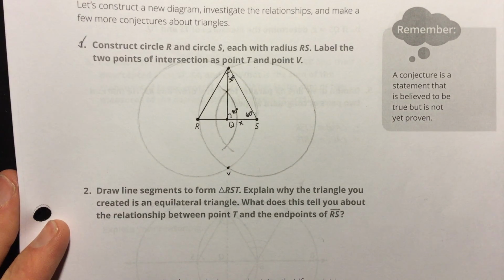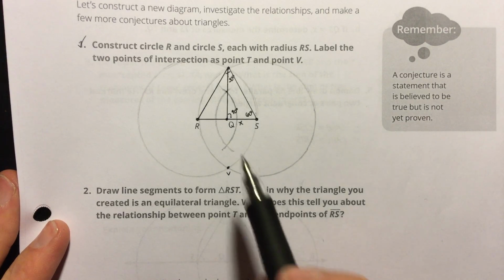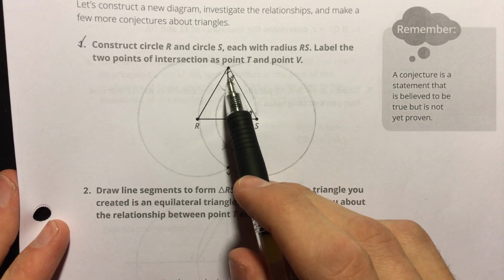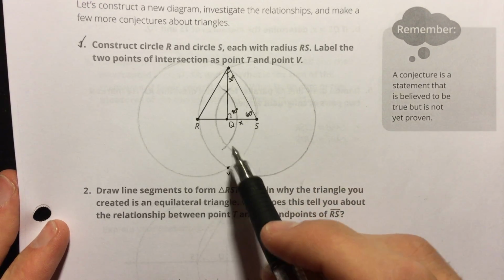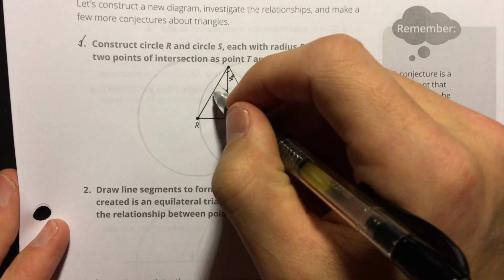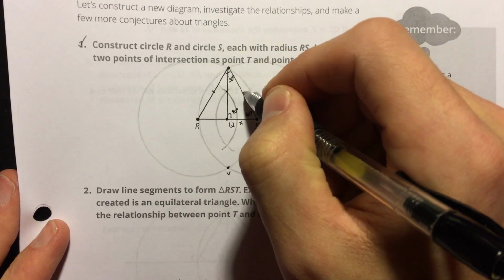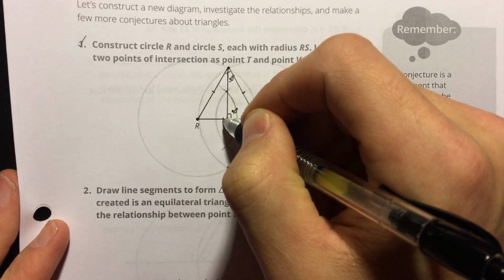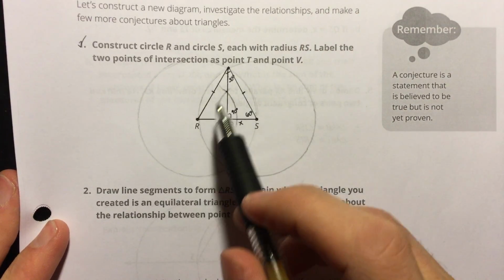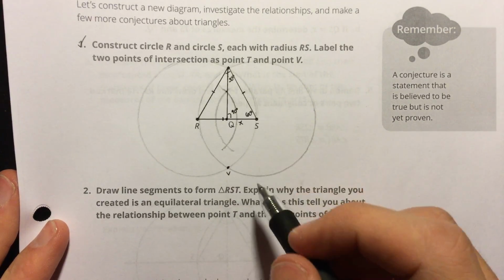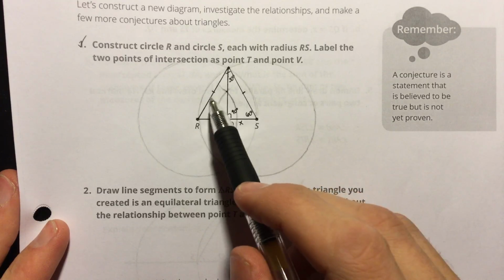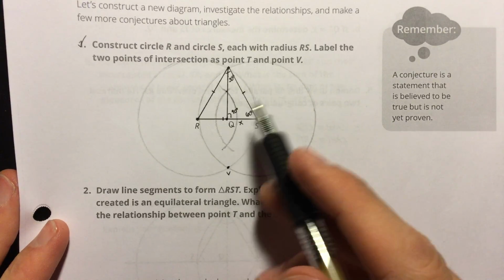And then it says, what does this tell you about the relationship between point T and the endpoints of RS? So point T, and I know, sorry, I put it on the inside of the triangle, I was poor. Point T and endpoints RS. Well, if this is an equilateral triangle, then I know that all of these sides are equal to each other, right? So I know that T is equidistant, or as far away from R as it is from S, right? Because both of these distances, RT and ST, are equal.